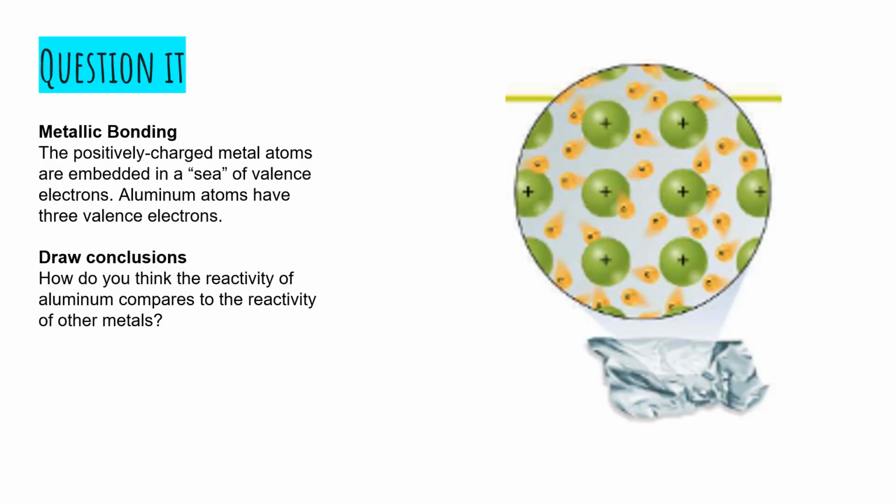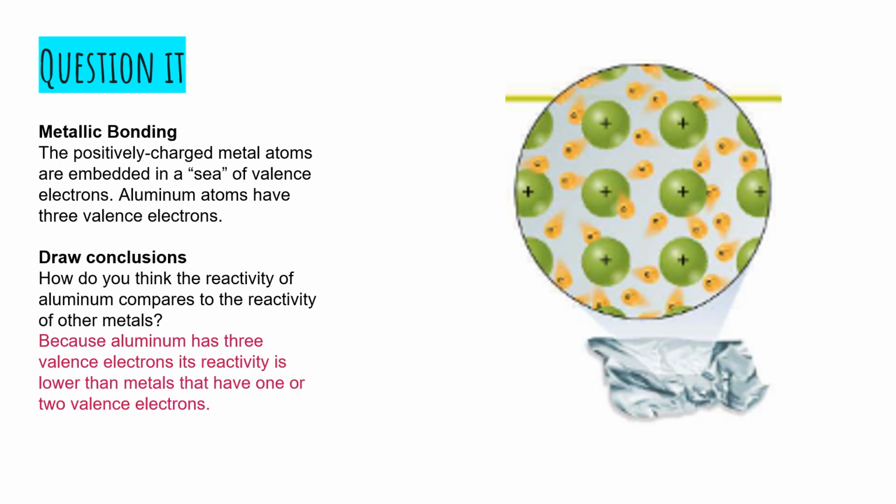So our question is, metallic bonding. The positively charged metal atoms are embedded in a sea of valence electrons. Aluminum atoms have 3 valence electrons. How do you think the reactivity of aluminum compares to the reactivity of other elements or other metals? Because aluminum has 3 valence electrons, its reactivity is lower than metals that have 1 or 2 valence electrons.